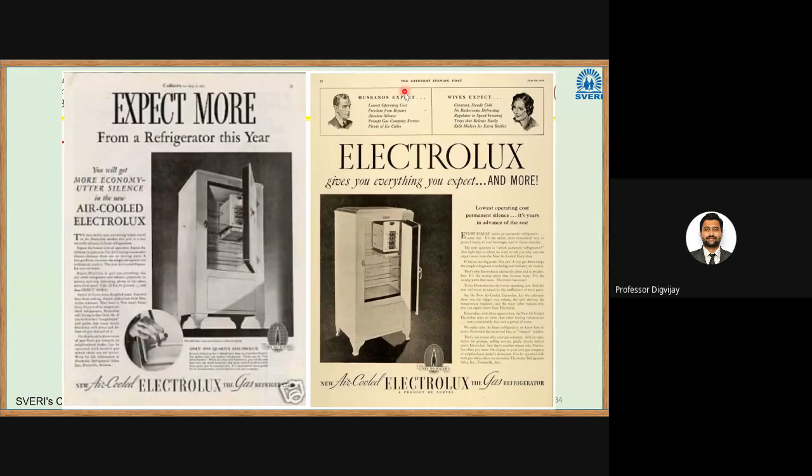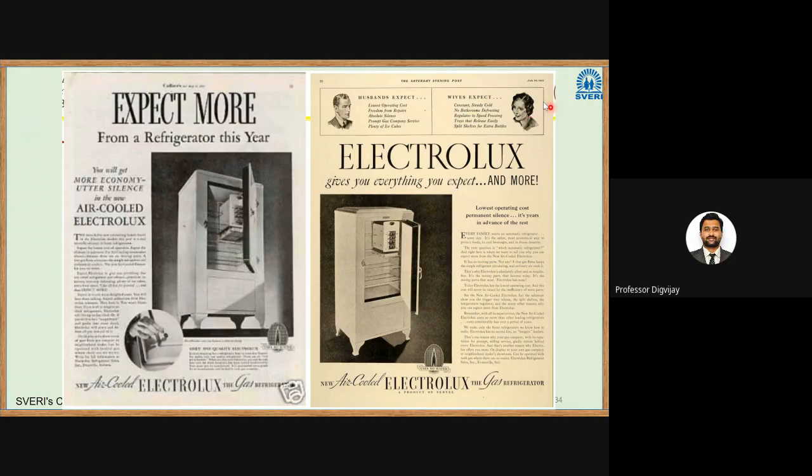Okay, as you can see here, there is a marketing strategy they have employed. The husband expects lower operating cost, freedom from repairs, absolute silence, prompt gas company service, plenty of ice cubes. That is the expectation of the husband. His wife will expect constant and steady cold, no bothersome defrosting, a regulator to speed freezing, trays that release easily, split shelves for extra bottles.